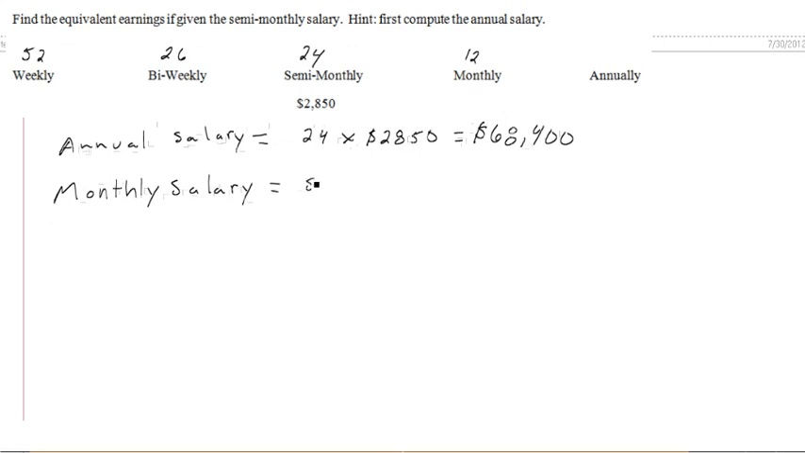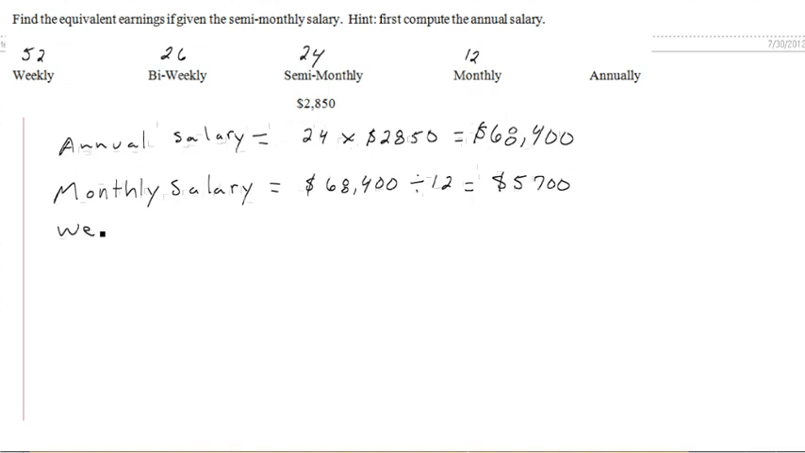we're going to take our annual salary of $68,400. I'll divide that by 12 to see that on a monthly basis my salary is $5,700.